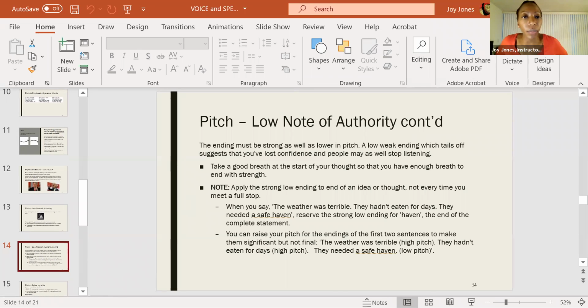Okay, so I just wanted to give you some brief tips about this low note. Olivia, if you're looking, you'll be saying that sentence towards the bottom. The weather was terrible. They hadn't eaten for days. They needed a safe haven. And I'll call on you in one moment.